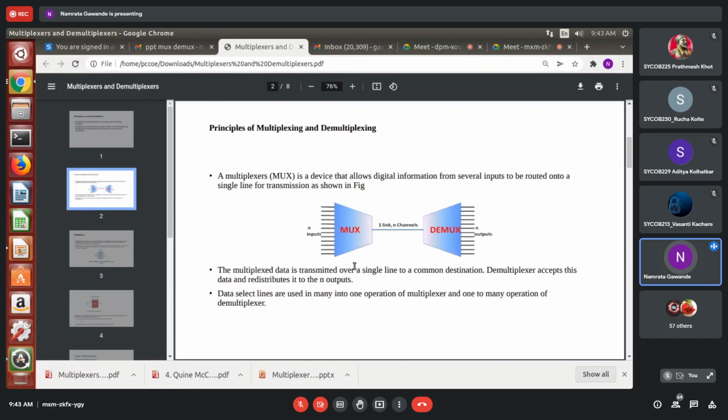For the selection among n inputs, a data selector is used. The data select lines are used in many-to-one operation. Many to one means mux, or multiplexer, and one-to-many operation means demultiplexer. The demultiplexer receives one input and redistributes it to the n number of outputs, so it routes to a number of outputs.